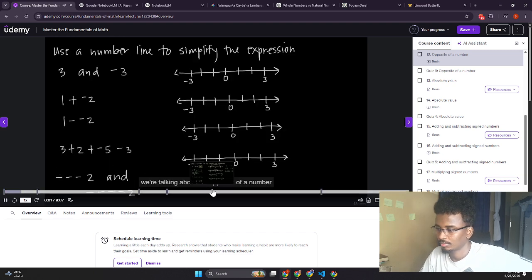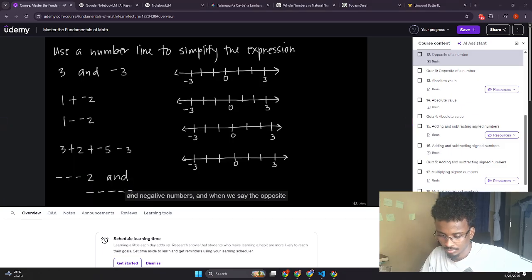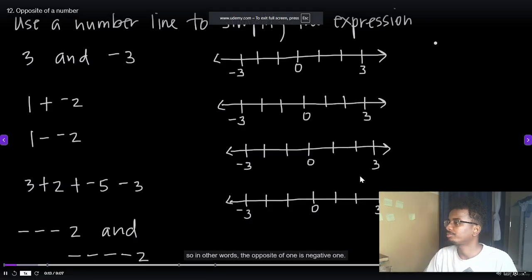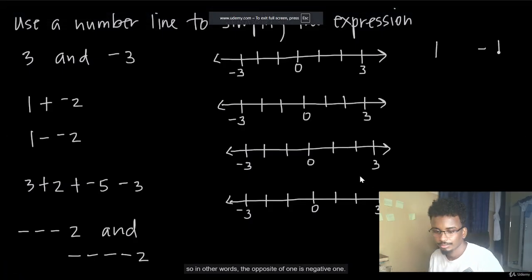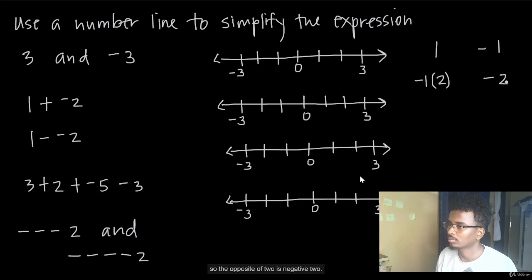In this video we're talking about the opposite of a number and negative numbers. When we say the opposite of a number, all we mean is the number we start with multiplied by -1. So the opposite of 1 is -1. The opposite of 2 is -2, because if we multiply 2 by -1, we get -2.